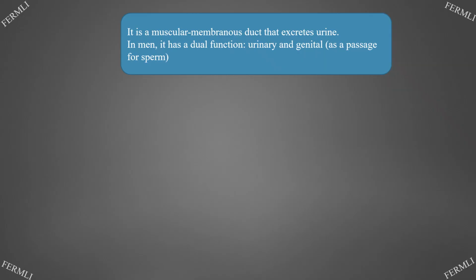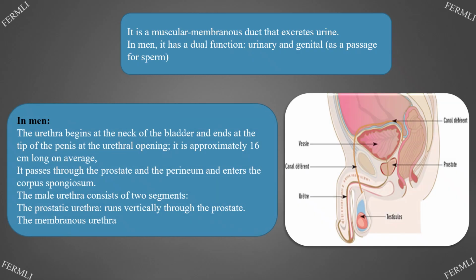It is a muscular membranous duct that excretes urine. In men, it has a dual function, urinary and genital, as a passage for sperm. In men, the urethra begins at the neck of the bladder and ends at the tip of the penis at the urethral opening. It is approximately 16 centimeters long on average. It passes through the prostate and the perineum and enters the corpus spongiosum.